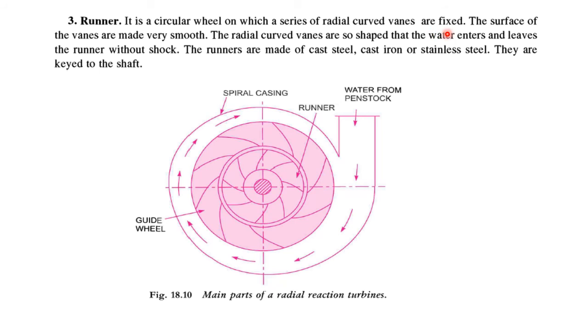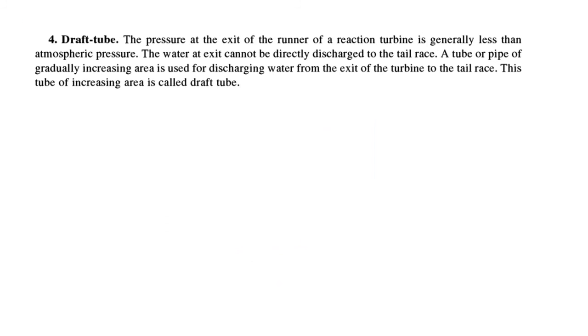Runner is a circular wheel on which a series of radial curved vanes are fixed. The surface of the vanes is made very smooth. The radial curved vanes are so shaped that the water enters and leaves the runner without any shock. The runners are made of cast steel, cast iron, or stainless steel. They are keyed to the shaft.